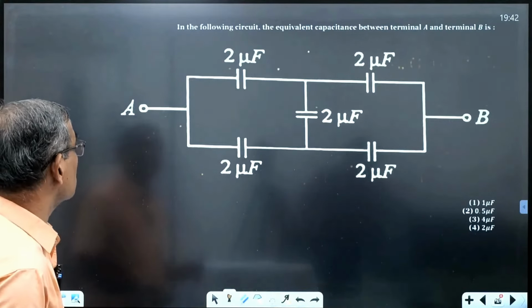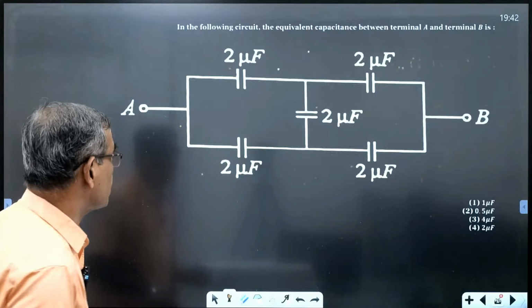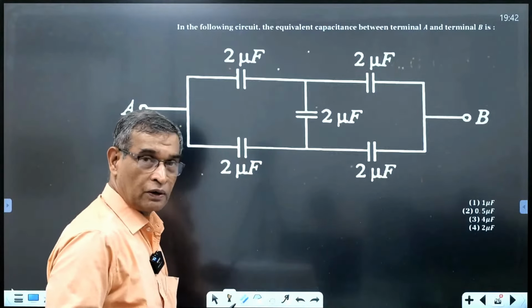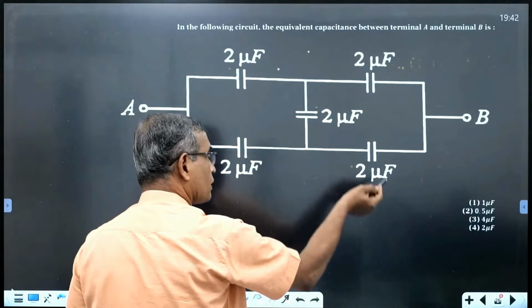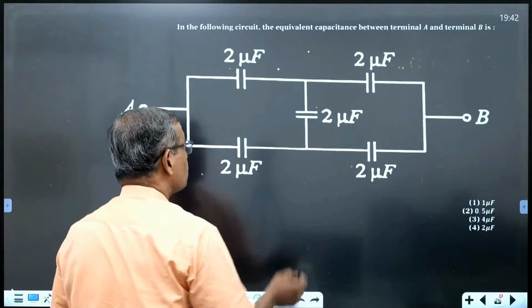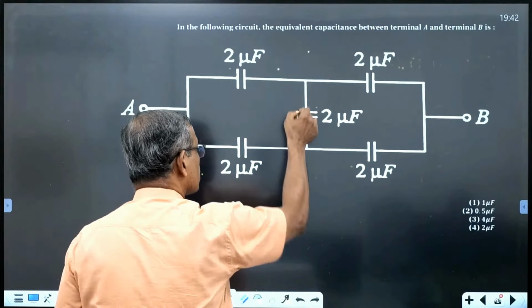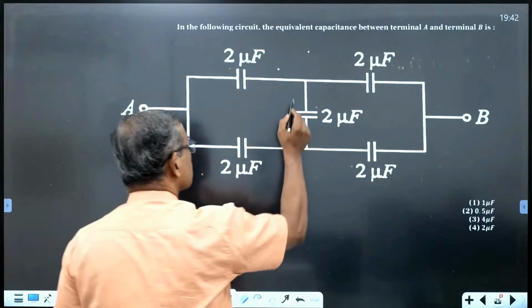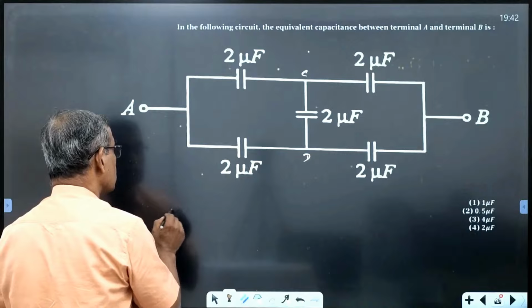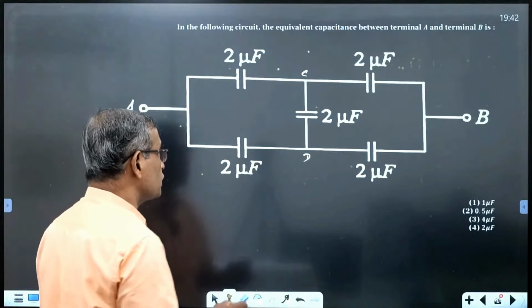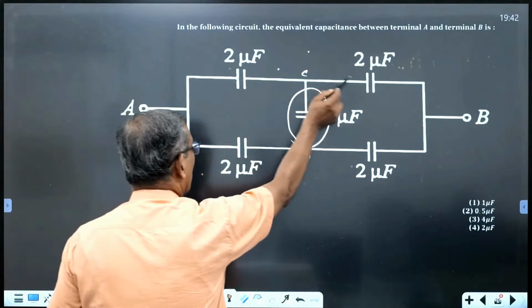The question is: in the following circuit, find the equivalent capacitance between the terminals A and B. You can see that very well from the diagram. It is very clear that this is a Wheatstone bridge in a capacitor circuit, because these are all identical. For this, if I say C and D are equipotential points, therefore we can remove this capacitor from here.